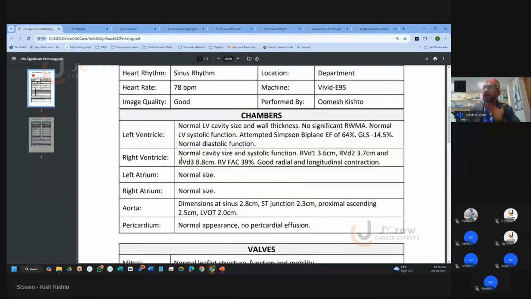After looking at the LV functions, I'd say normal LV cavity size and wall thickness. No significant regional wall motion abnormalities. Normal LV systolic function, the Simpson biplane is 64%. GLS minus 14.5, normal diastolic function. So this is as simple as I can go.